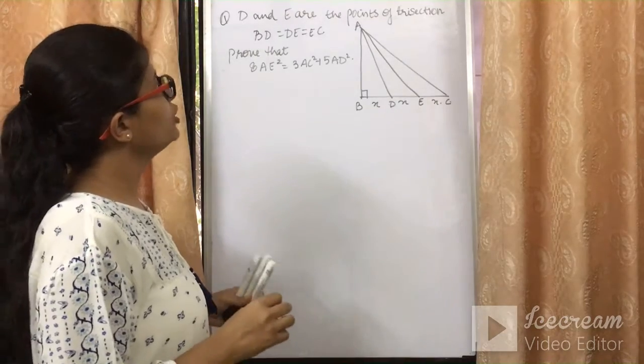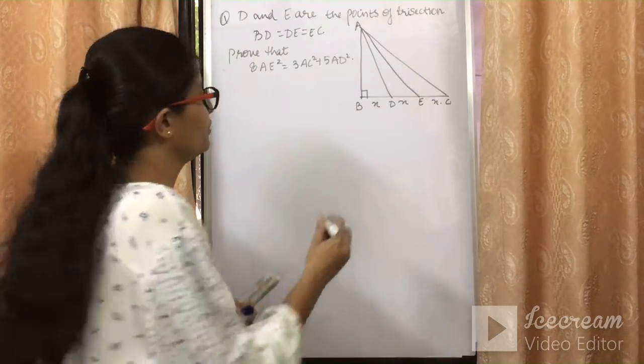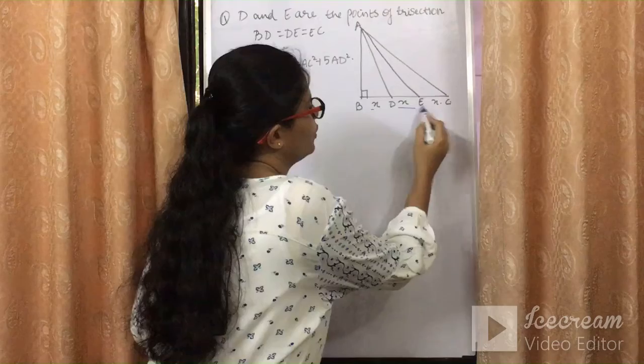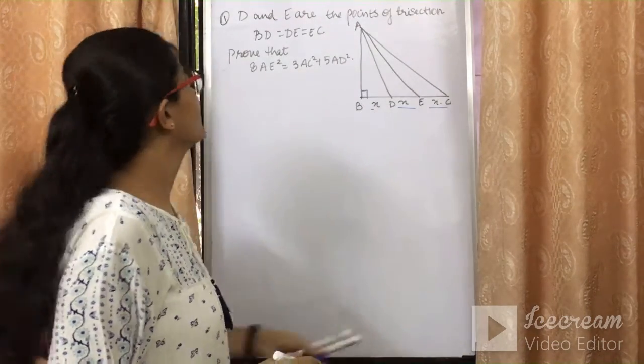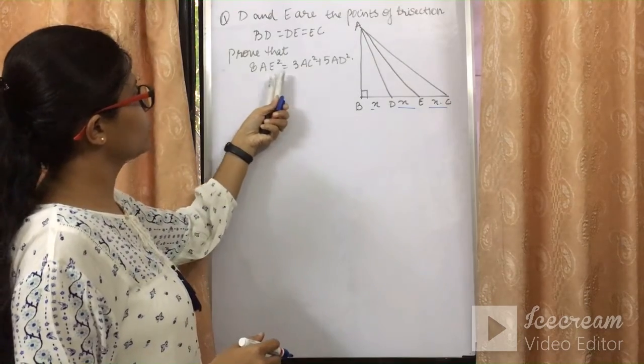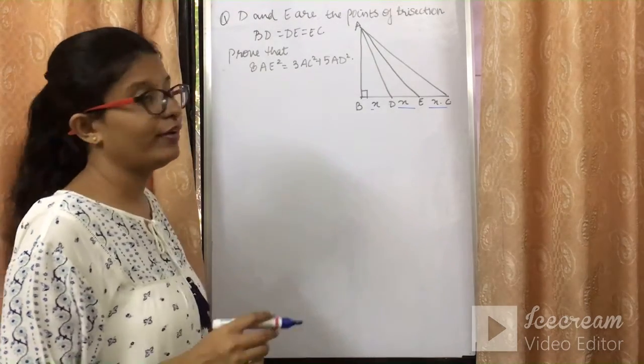D and E are the points of trisection. Points of trisection means this BD will be equal to DE will be equal to EC. All are equal. So that's why it is named as X, X and X. We need to prove that 8AE square is equals to 3AC square plus 5AD square.